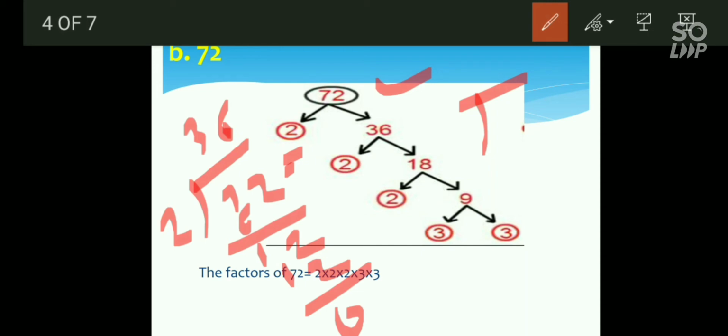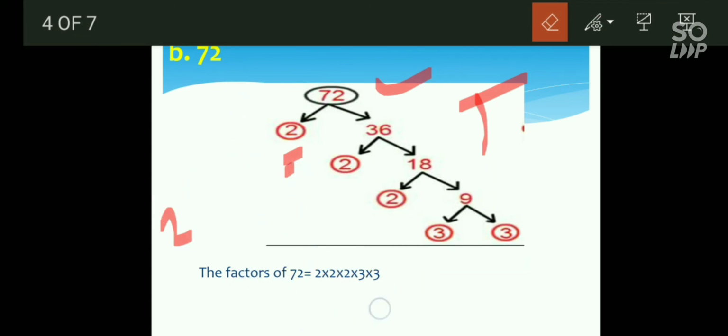Now, in this manner we got the prime factorization of 72. The first step we got 2 into 36, again 2 into 18, then we got 2 into 9, 3 into 3. So, the factors of 72 are 2 into 2 into 2 into 3 into 3.